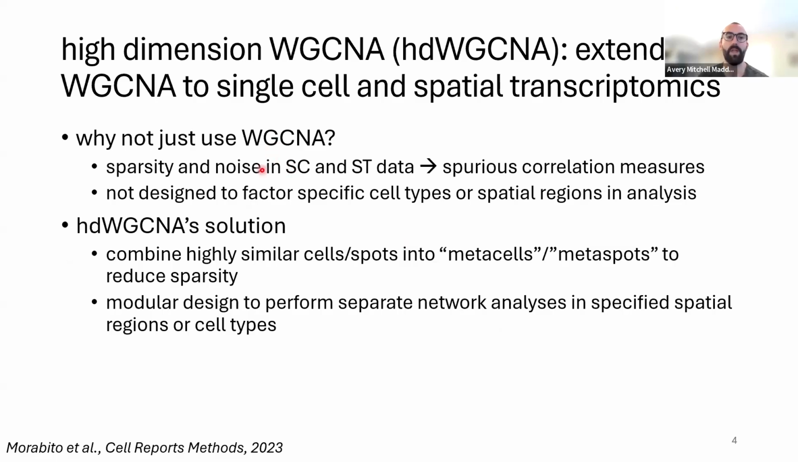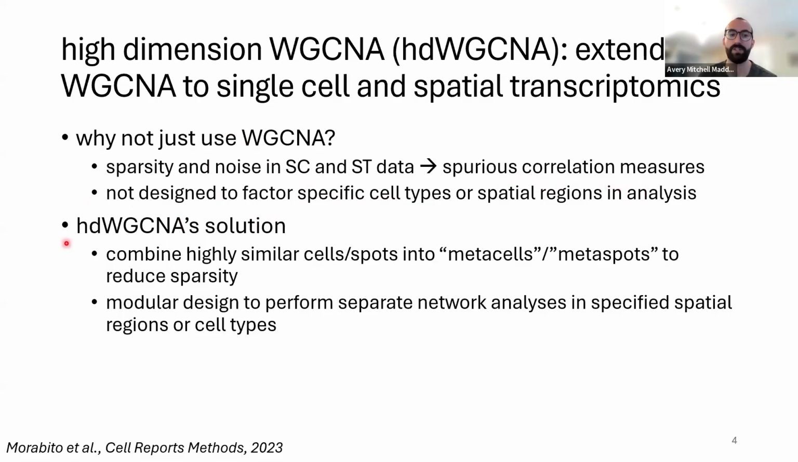So what high-dimensional weighted gene co-expression analysis does is it extends WGCNA to single-cell and spatial transcriptomics data sets. So why can't we just use WGCNA for this? The main issue comes from the fact that SC and ST data is sparse and noisy, which can lead to spurious correlation measures. In addition, a lot of the packages like WGCNA itself are not really designed to factor in specific cell types or spatial regions into their analysis.